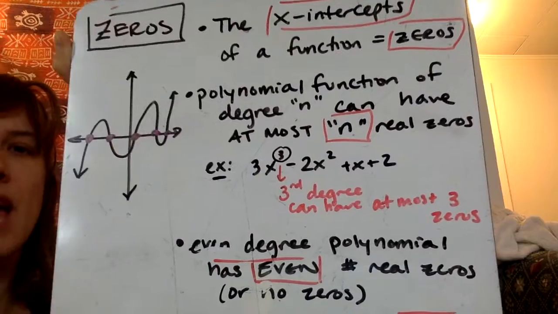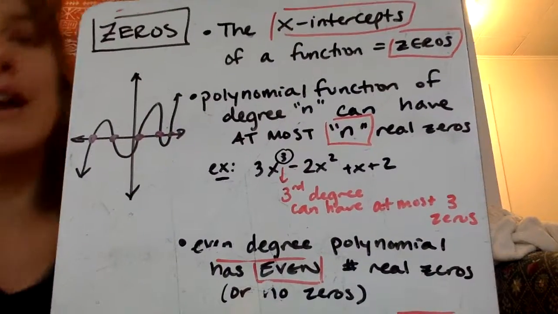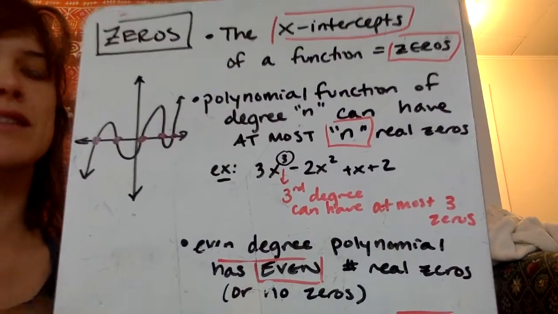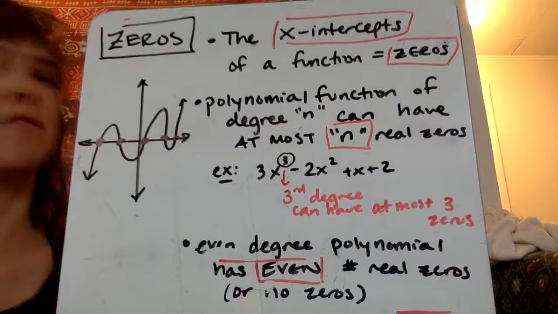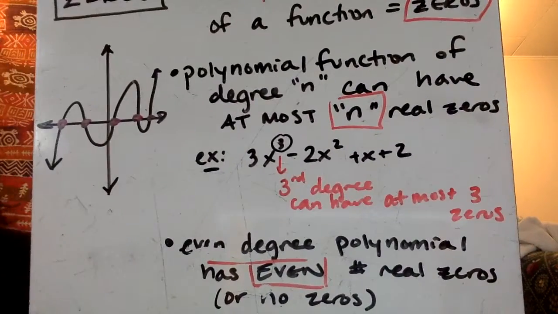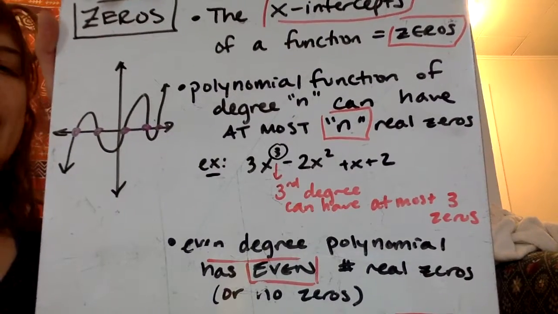the zeros. And when I have a polynomial function of a certain degree, it can have at most the number of the degree real zeros. So I'm writing it with the letter n. So a polynomial function of the degree n can have at most n real zeros.